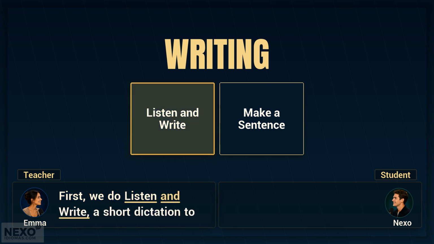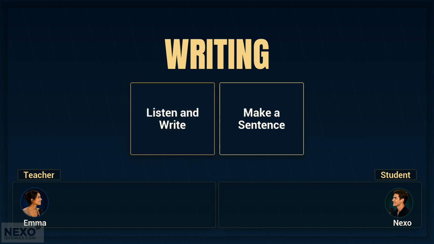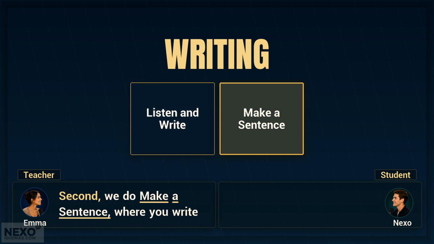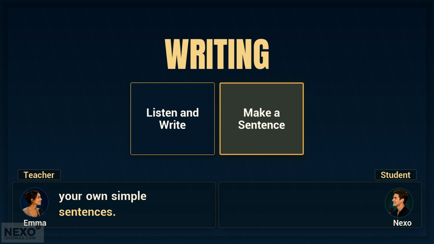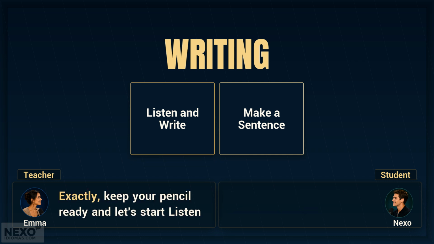First, we do listen and write, a short dictation to practice spelling and sentences. Second, we do make a sentence, where you write your own simple sentences. So, we practice the old words by writing them. Exactly. Keep your pencil ready, and let's start.